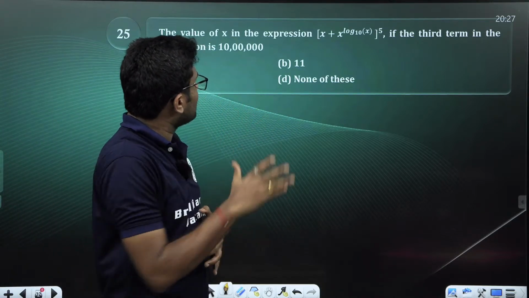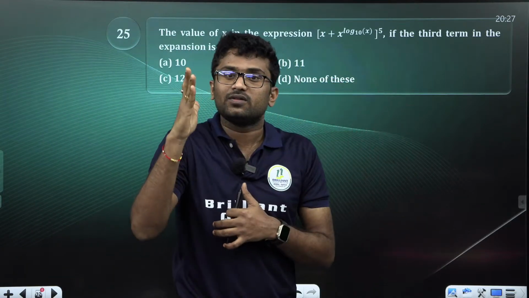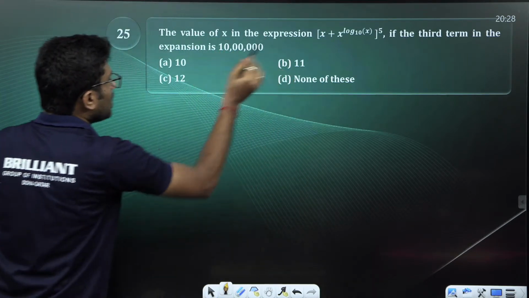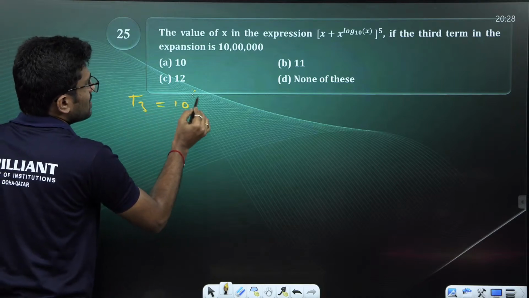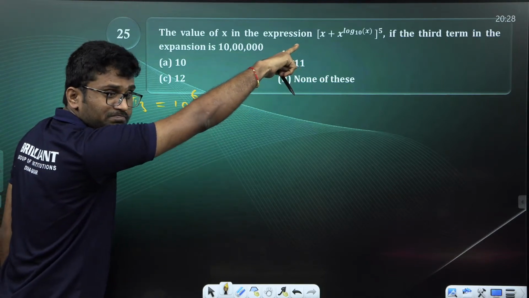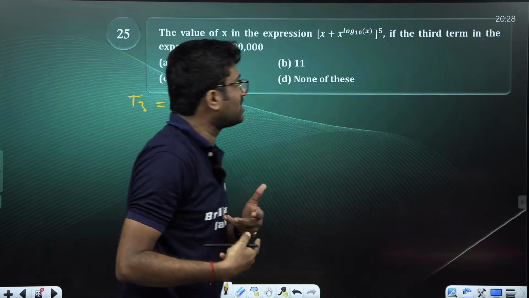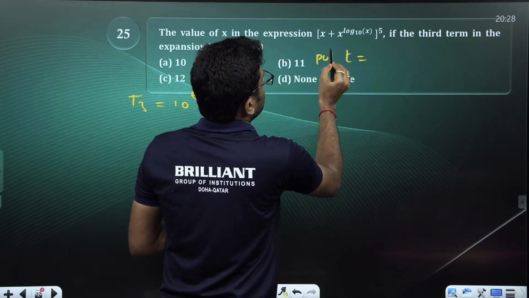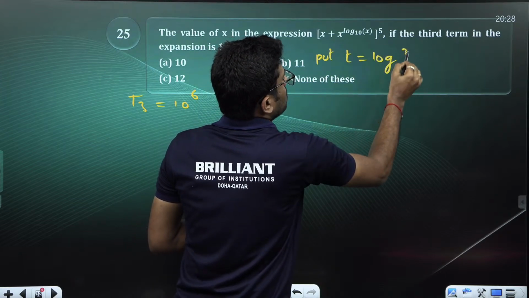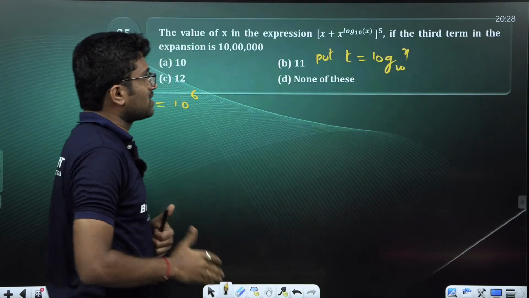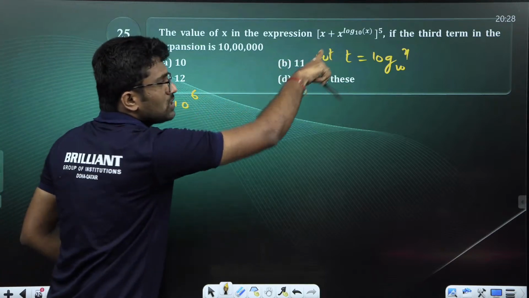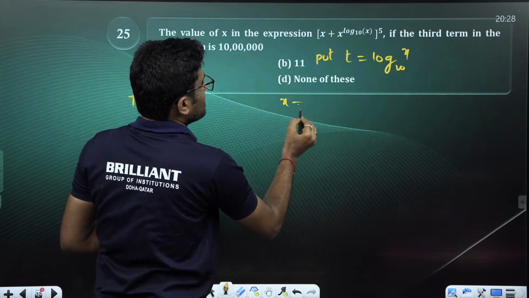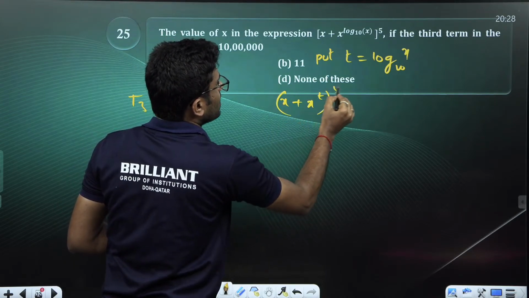The value of x in this particular expansion, they have given the third term in the expansion as 10 power 6. Now what is the third term in this particular thing? Let's go with the general term again. Before we go with the general term, let's put t equals log x to the base 10. Now let's expand it by using our basic binomial expansion: x plus x raised to t whole raised to 5.